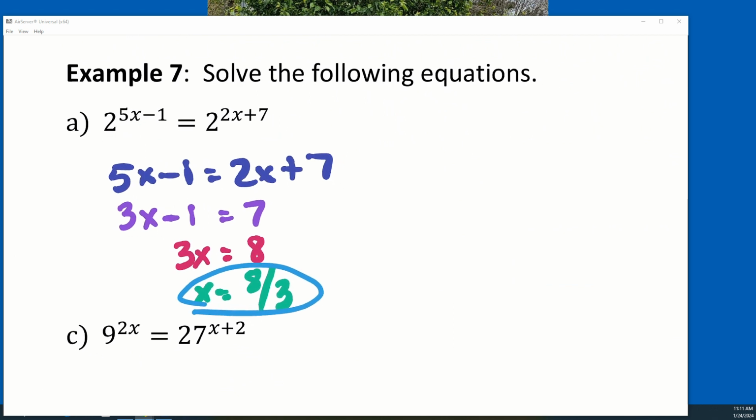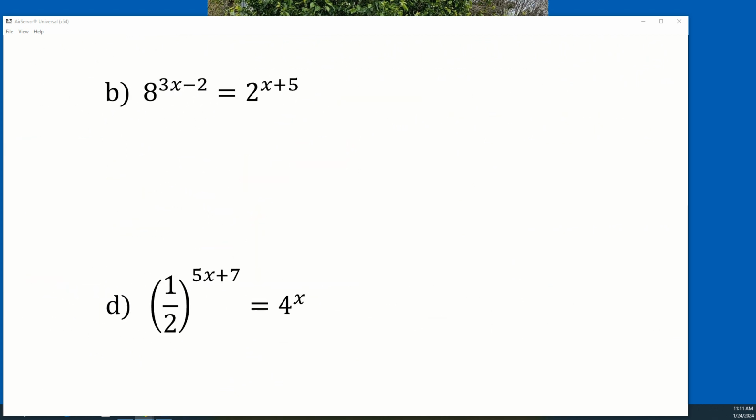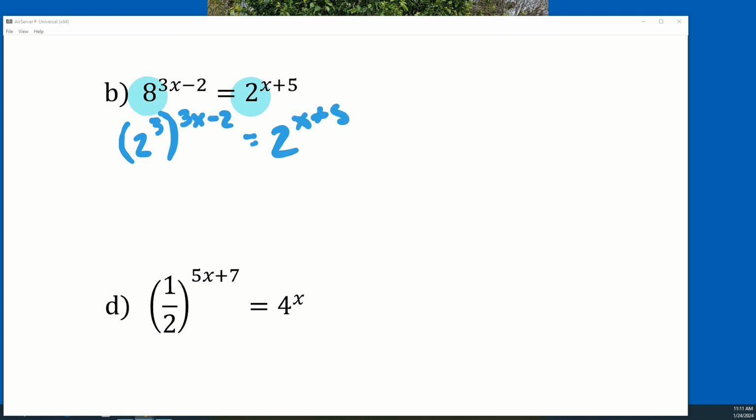All right, so starting on B, they're getting a little more challenging. So what we need to do is write both sides of the equation with the same base. So what base do you guys think it needs to be? 2. So 8 is 2 to the third power. So in the place of 8, I'm just going to replace it with 2 to the third. And then the other side already has a base of 2, so we just leave it.